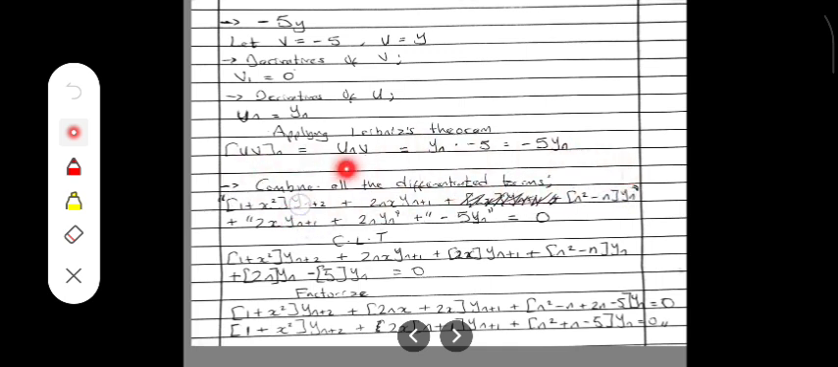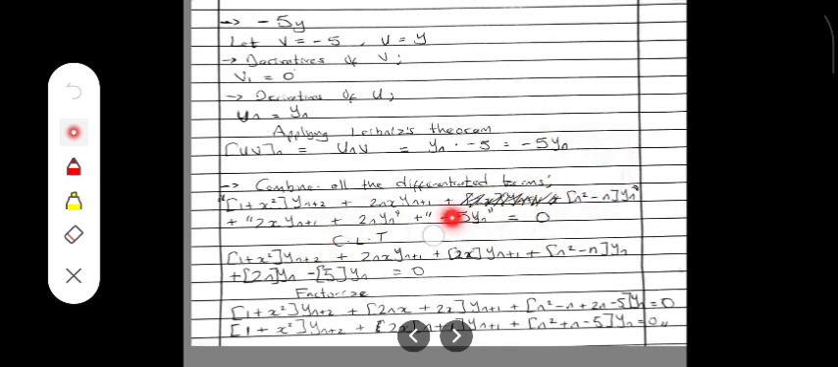Next thing is to combine all the differentiated terms. So for the first term, we got this solution, which is 1 plus s power 2 multiplied by y subscript n plus 2, all the way to n squared minus n multiplied by y subscript n. And for the second term, we have the solution 2s multiplied by y subscript n plus 1 plus 2n multiplied by y subscript n. And for the third term, we have minus 5 multiplied by y subscript n. So which equals to 0. In the equation, we also have 0 at the right hand side. So the derivative of 0 is still 0.